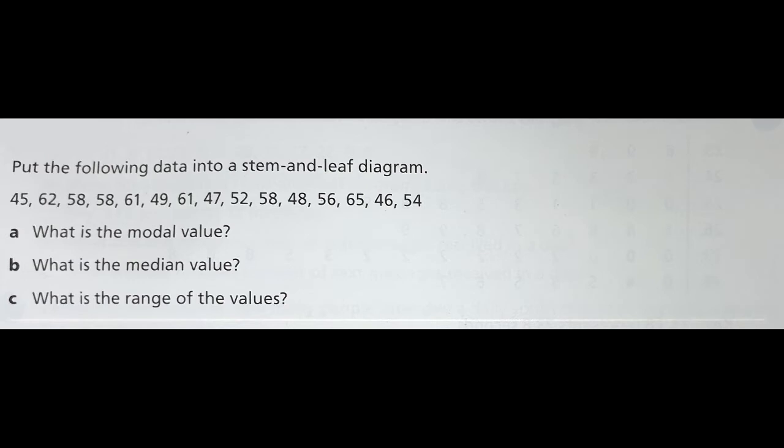Put the following data into a stem and leaf diagram. The information which is given to us is 45, 62, 58, 58, 61, 49. All the numbers are given. The first question, A, what is the modal value? B, what is the median value? C, what is the range of the values?